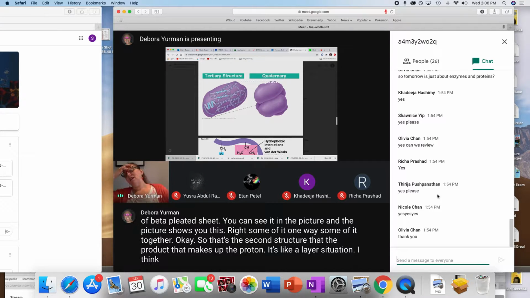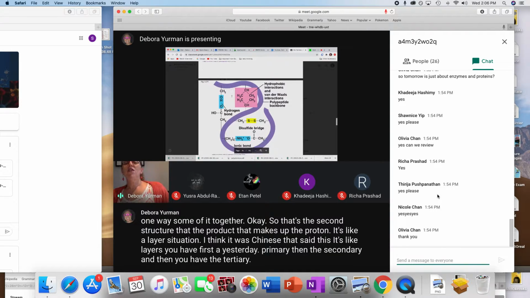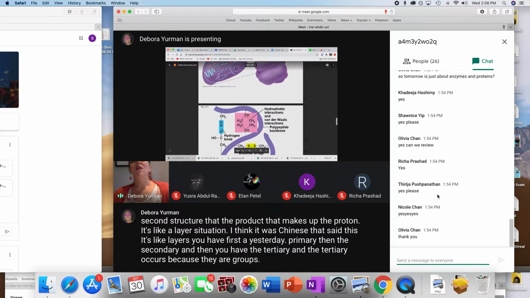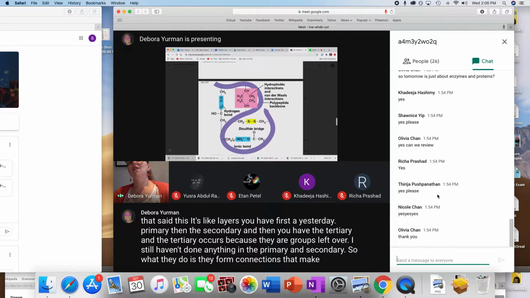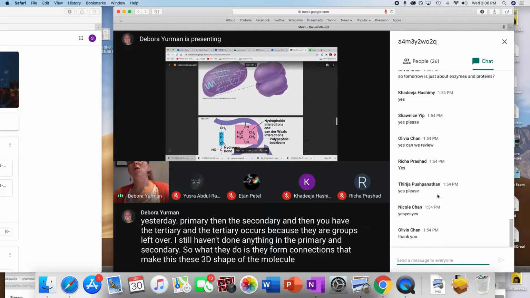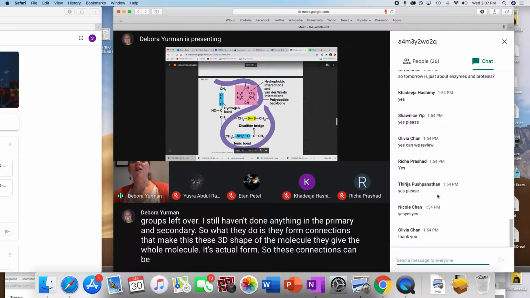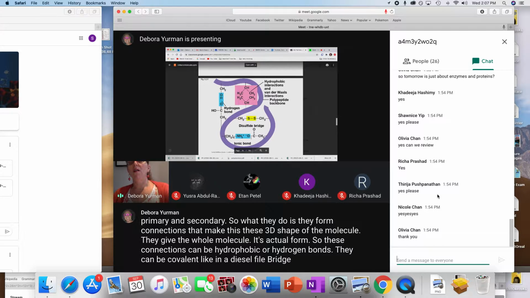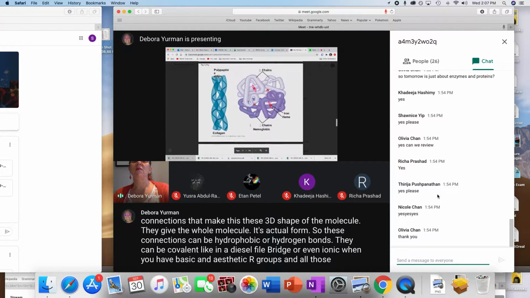It's like a layer situation. I think it was Johnny that said this yesterday. It's like layers. You have first the primary, then the secondary, and then you have the tertiary. And the tertiary occurs because the R groups left over still haven't done anything in the primary and secondary. So what they do is they form connections that make the 3D shape of the molecule. They give the whole molecule its actual form. These connections can be hydrophobic or hydrogen bonds. They can be covalent, like in a disulfide bridge, or even ionic when you have basic and acidic R groups. And all those make the 3D shape of the molecule.